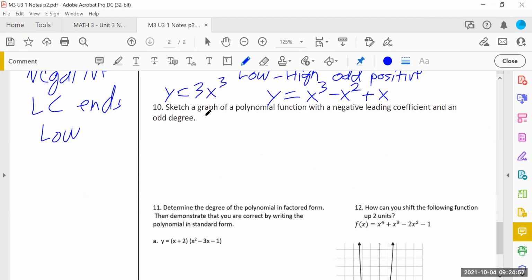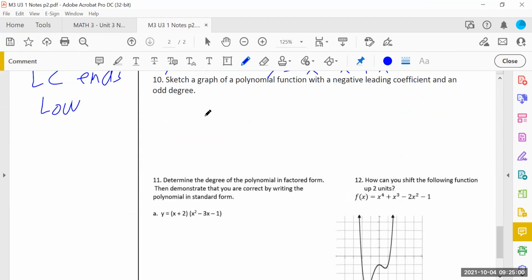All right, last one, or almost last one here. Sketch a graph of the polynomial function with a leading coefficient and an odd degree. Negative leading coefficient, odd degree. What's my end behavior? I heard a couple of you, but what about the rest of you? What's the end behavior? Turn to the person next to you, tell them. All right, so now everybody, what's the end behavior? That was better. High, low is correct.